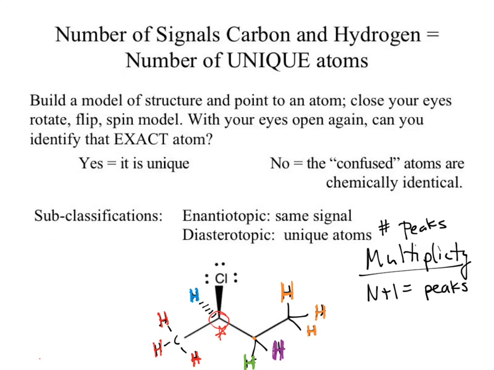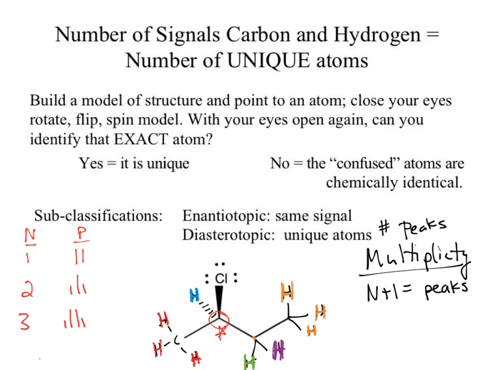So 1 neighbor gets us 2 peaks of equal intensity. 2 neighbors gets us 3 peaks. We end up with that kind of patterning. 3 neighbors, 4 peaks. And you'll notice that we always maintain this symmetry. It must go up and it must come down. At no point will it ever just go up and never come back down. We have to get this symmetry associated with it.